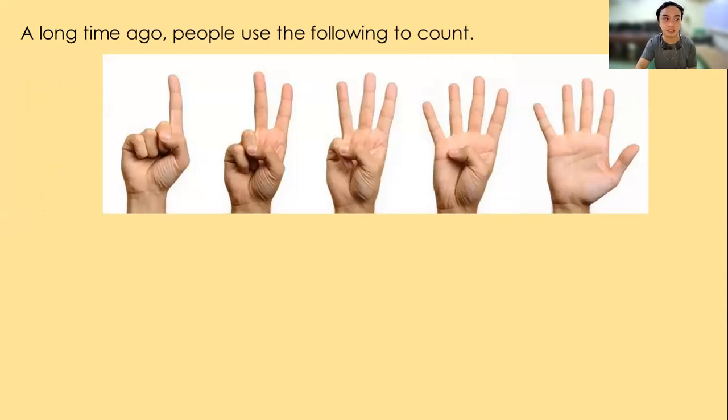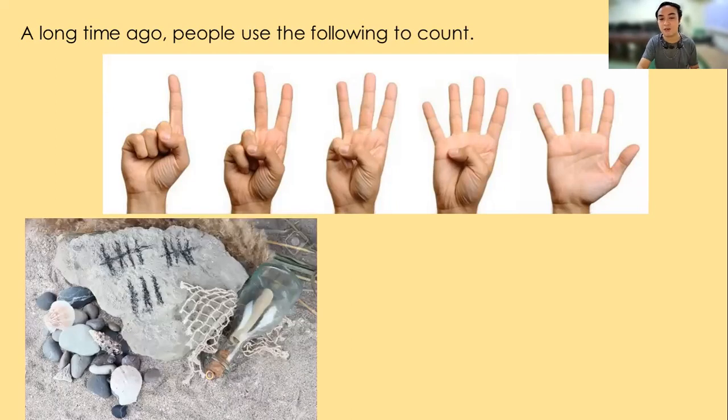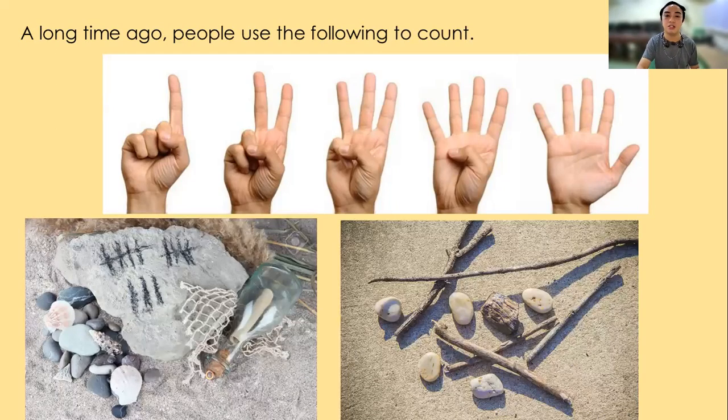Since the fingers and toes, we have only 10 and another 10, so we have only 20. What if they would be required to count more than 20? So our ancestors utilized other things in the surroundings. They have stones and sticks. So a long time ago, they only used their fingers, their toes, the stones and sticks for counting.